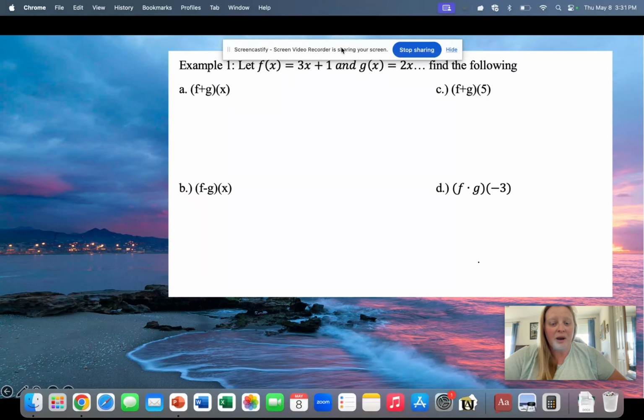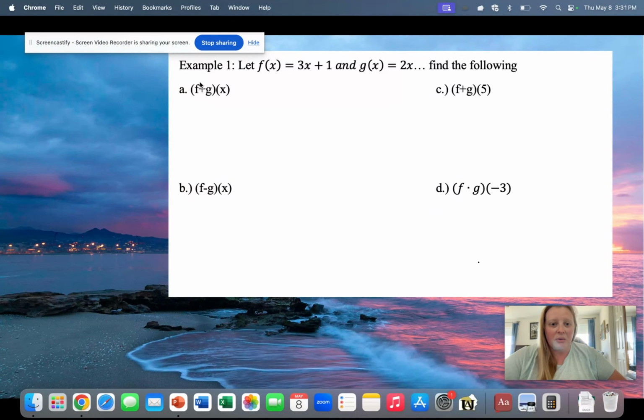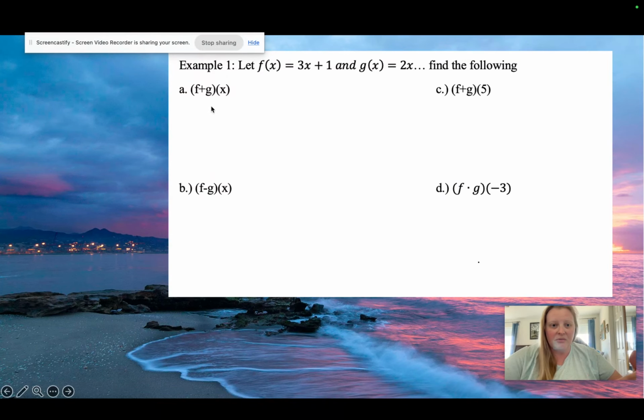So I just have a few practice problems for you. We're going to start with addition because that's pretty easy. So they're going to give you a problem that looks like this. And we just want to realize, oh, I'm just supposed to add the two functions together. So my f of x formula is right here, 3x plus 1, my g of x is 2x, and then I'm just adding them. So the answer is 5x plus 1.